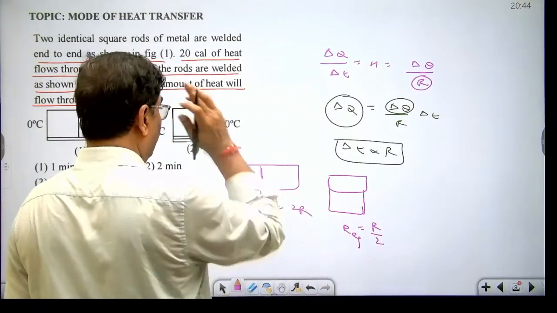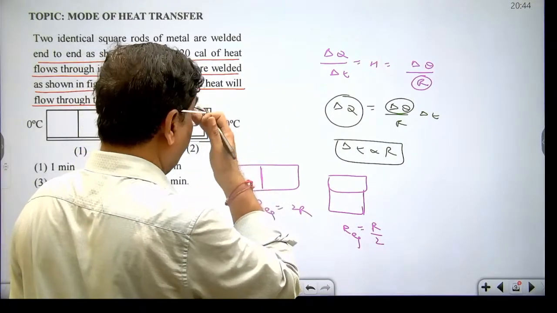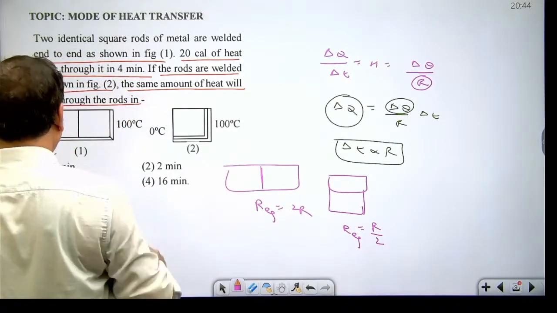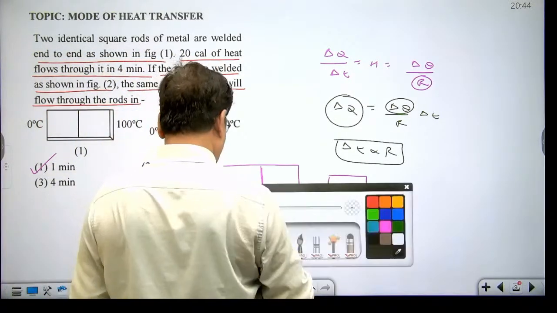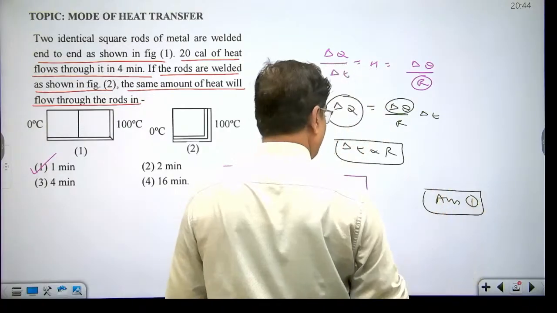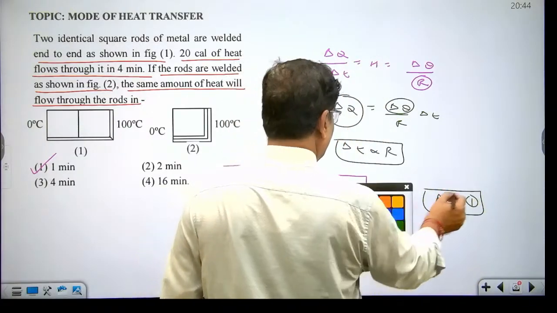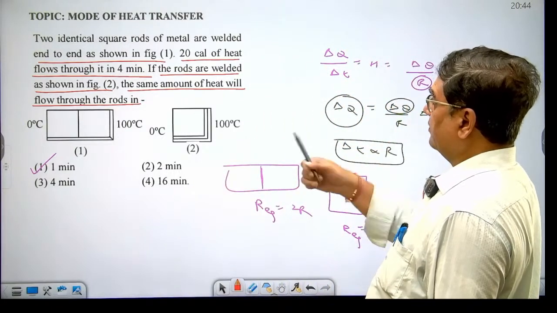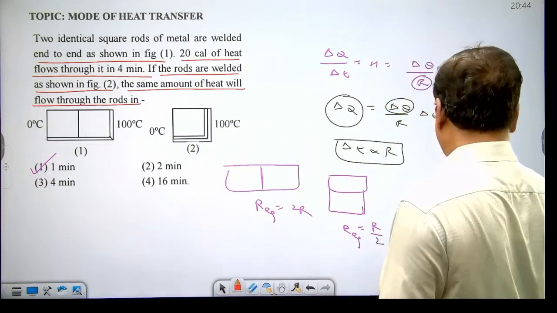When resistance is less, time is also less. So here, this will be 1/4 time. So out of 4 choices, the correct choice is option 1. So in 1 minute, the same amount of heat will flow through the rods in the second case.